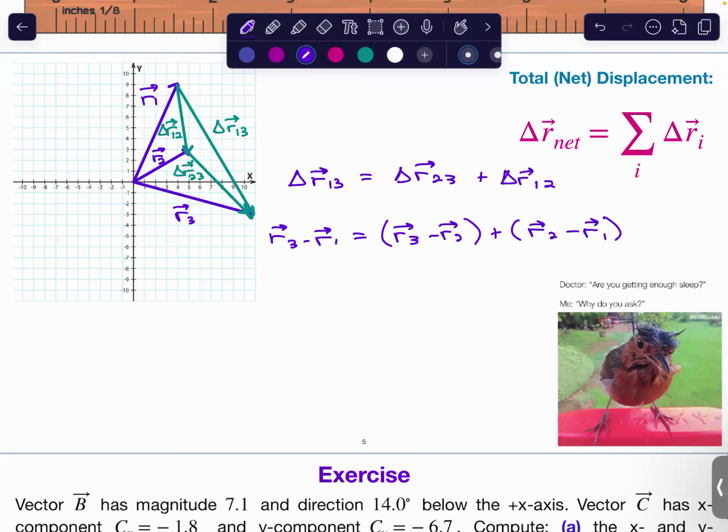So you look at your delta R13, which is your total displacement, your net displacement. What's that number in the 3 minus 2? Oh, 3 minus 2, thank you. So we can have R3 minus R2 plus R2 minus R1. The R2's cancel.